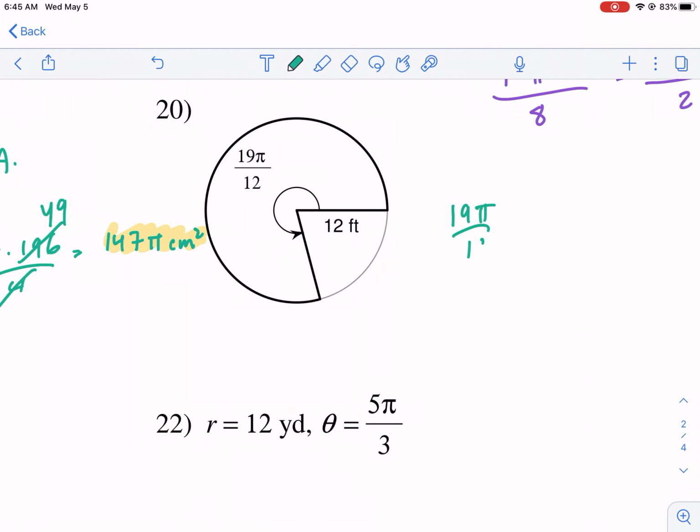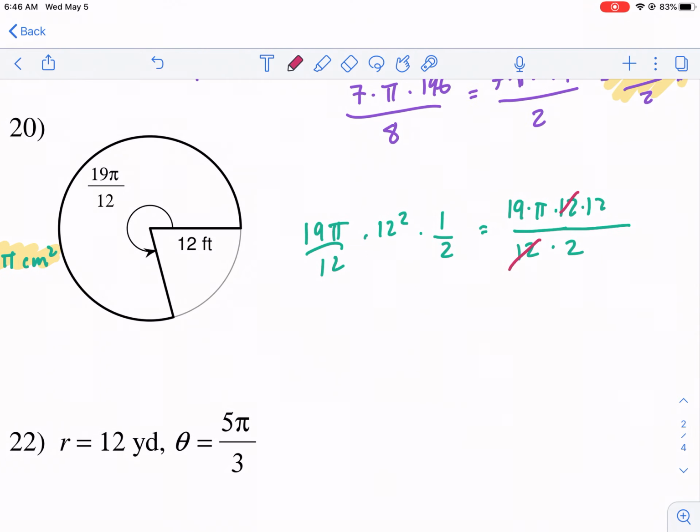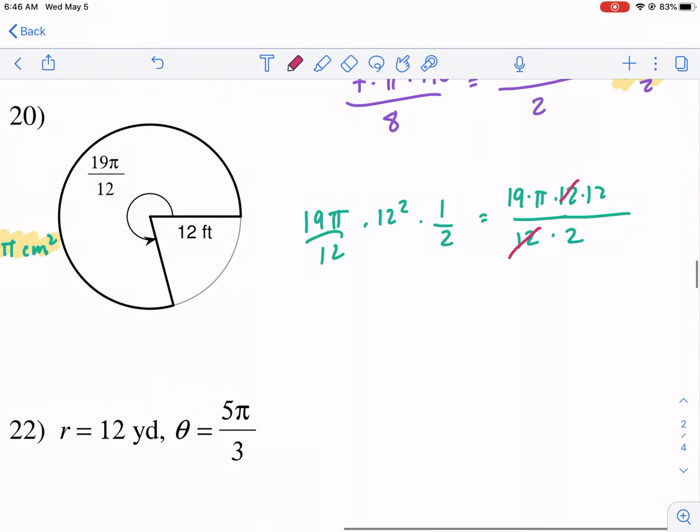19 pi over 12 times pi, oops, nope, the pi is canceled, times r squared times 1/2. Okay, I want to multiply the bases first. I get 24. I forgot to write this guy in again. This is going to be 12 squared. And actually, no, I'm not going to do that first. So check this out. I'm going to write it like this. 19 times pi times 12 times 12. 12 squared is the same thing as 12 times 12. And then 12 times 2 in the bottom. I'm writing it out in expanded form so you can see this. Boom, boom, like that, so we don't have to worry about multiplication. I could have done something similar over here, but let's go ahead and continue.